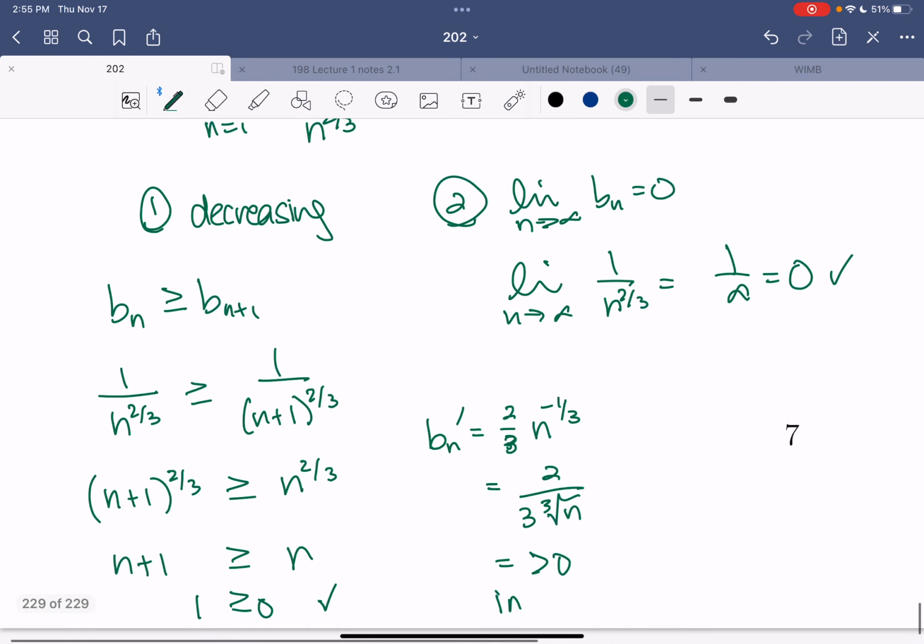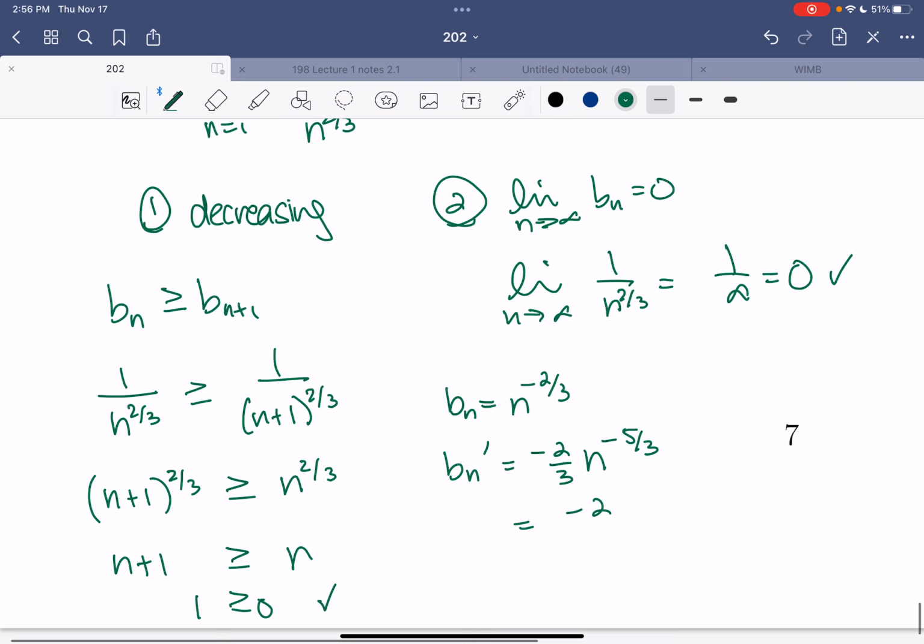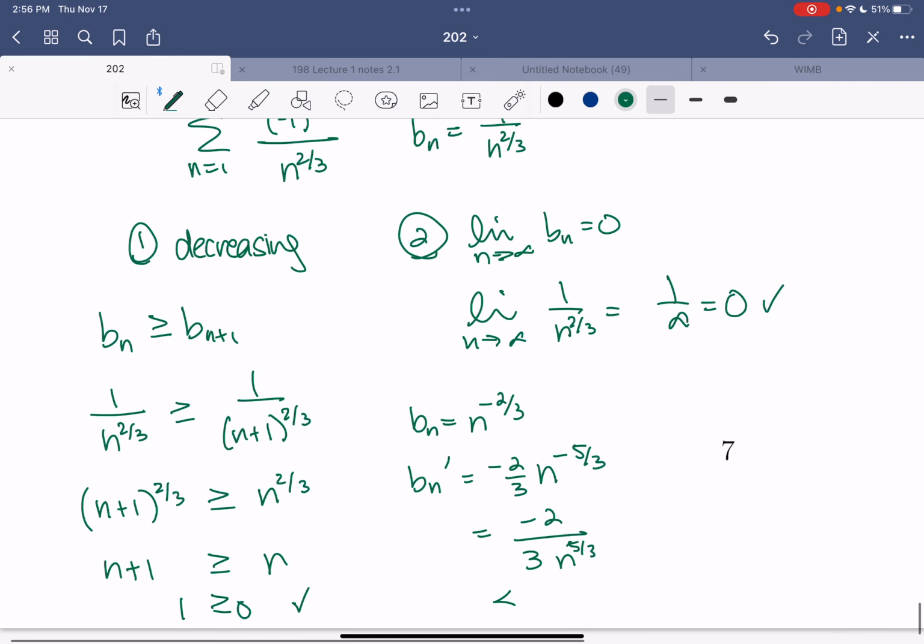I apologize. Let's get our powers correct before we do this. Your bn is equal to n to the negative 2/3. When you take the derivative, that's negative 2/3 times n to the negative 5/3. So this is negative 2 over 3 n to the 5/3. You're plugging positive numbers in for n, so you're going to get positive numbers back, but the negative on top shows you that this is less than 0, which means it's decreasing for all n that are greater than 0.